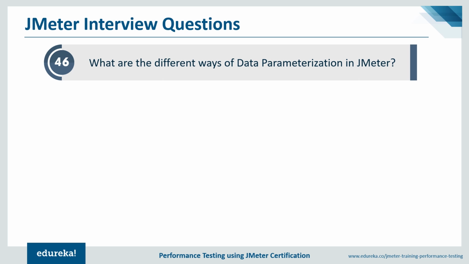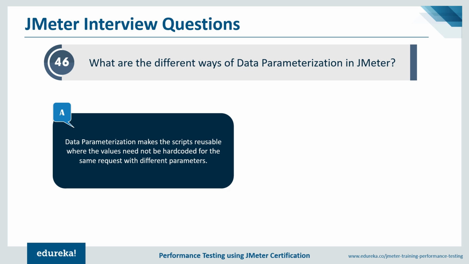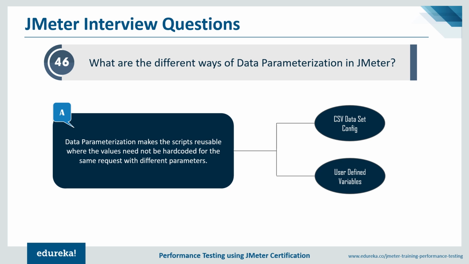Now, what are the different ways of data parameterization in JMeter? Instead of putting hard-coded values as input parameters for functional or API testing, you might have thought about how we can use a file, table, or database objects for better test coverage. Parameterization is the answer to it. Data parameterization makes the scripts reusable, where the values need not be hard-coded for the same request with different parameters. The different ways are the CSV Data Set Config and the user-defined variables.